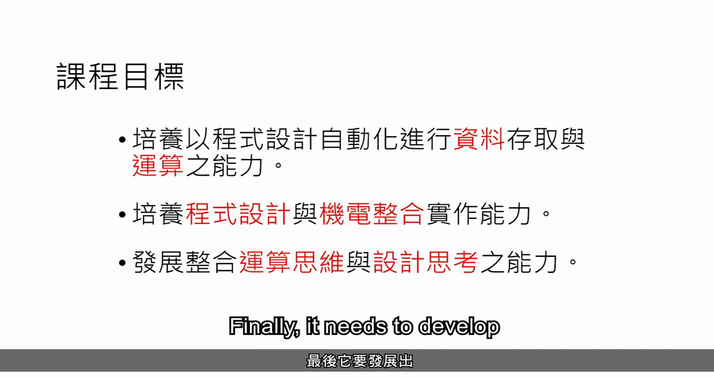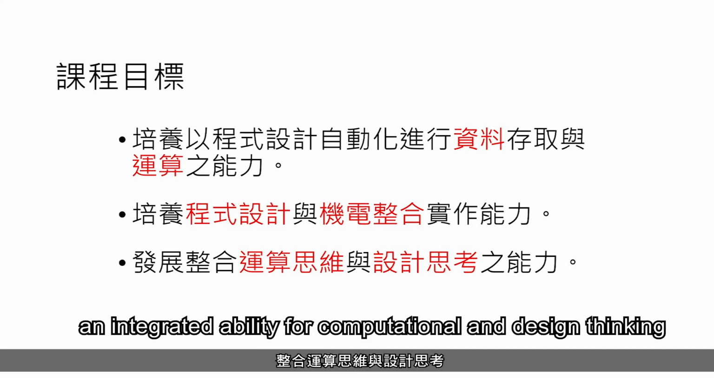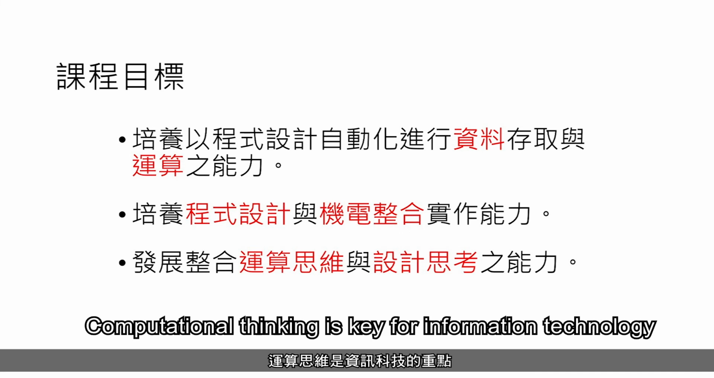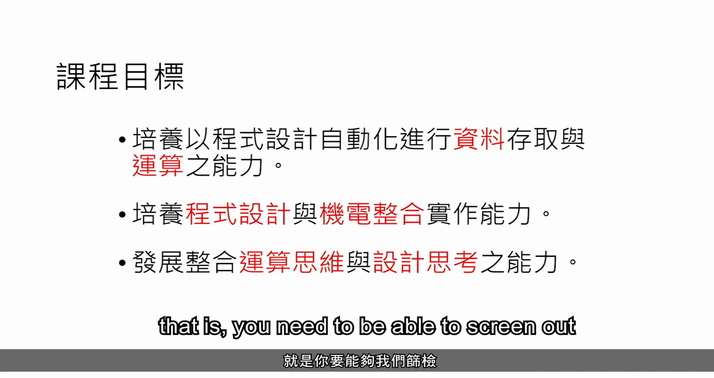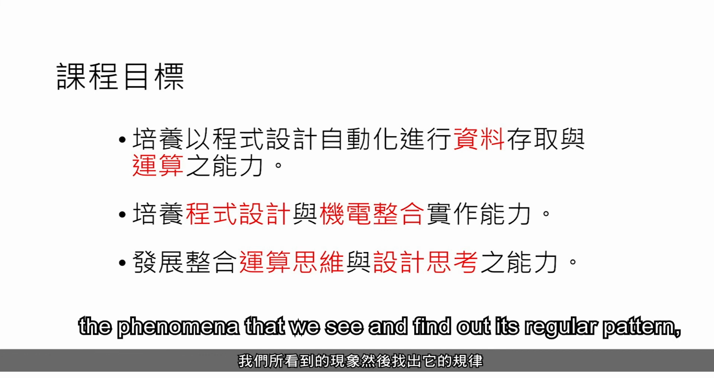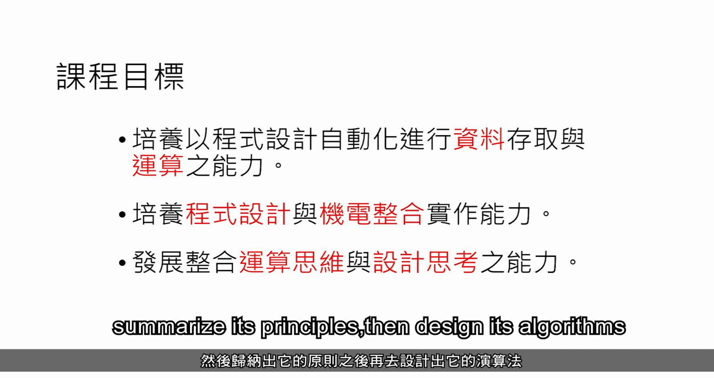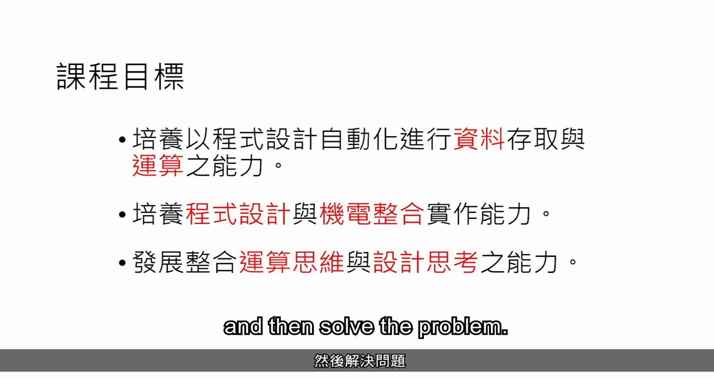Finally, it needs to develop an integrated ability for computational and design thinking. Computational thinking is key for information technology. That is, you need to be able to screen out the phenomena that we see and find out their regular patterns, summarize their principles, then design algorithms, and then solve the problem.